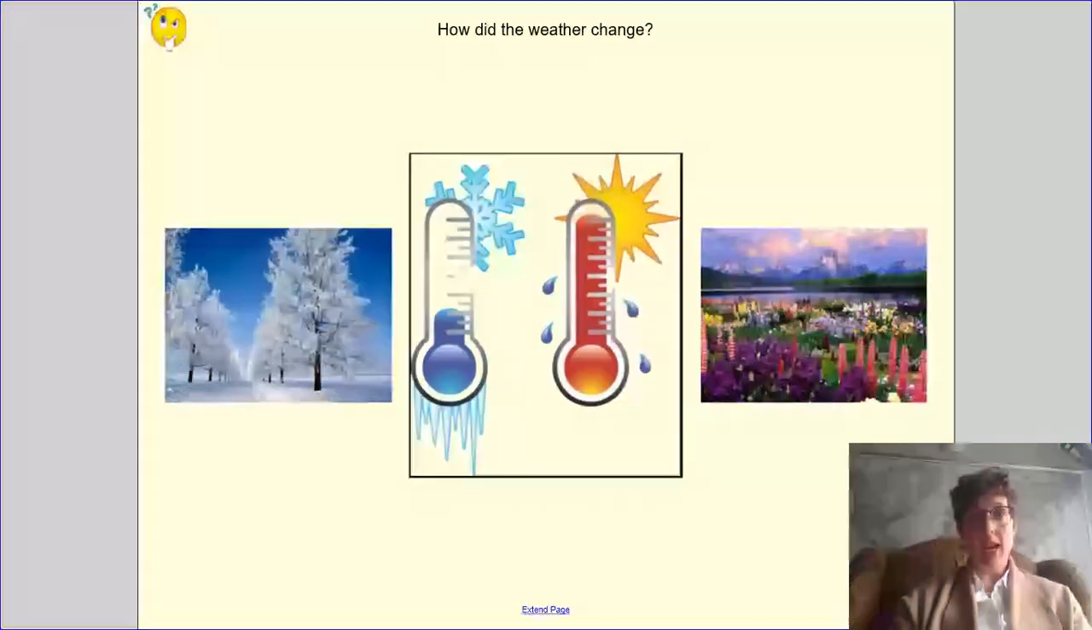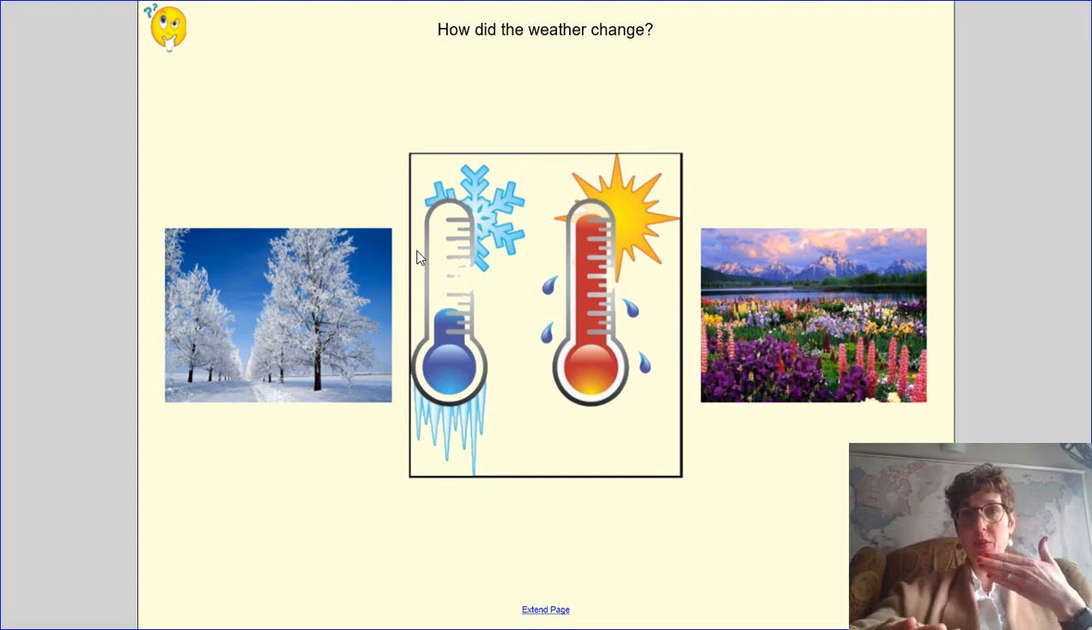How did the weather change? How was it here and how was it here? Here it was cold, cold. And then it got warmer, right? So before it was cold, and after spring, the weather was warmer.